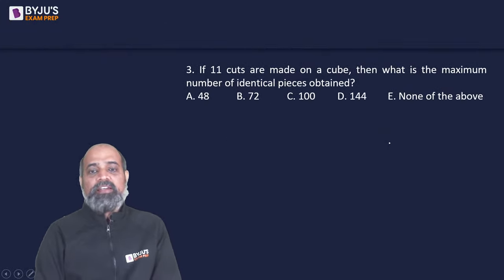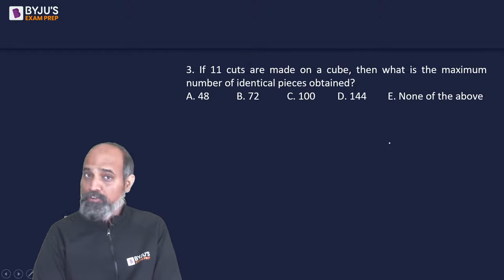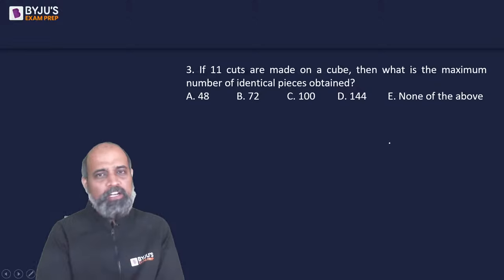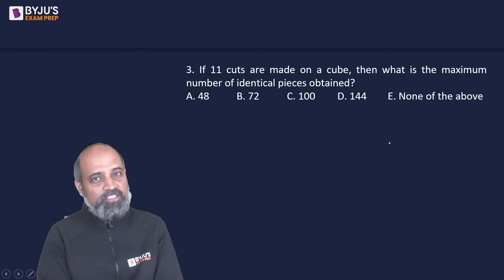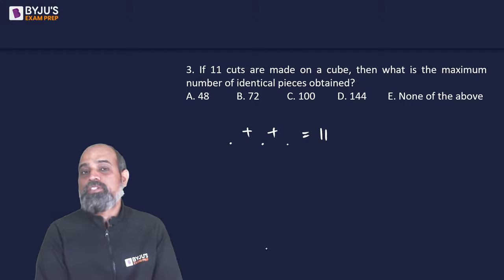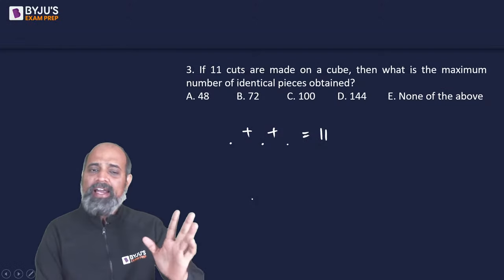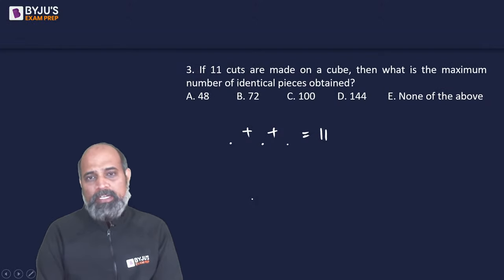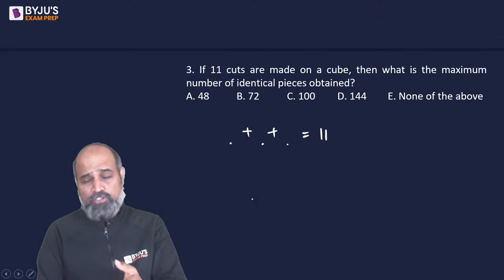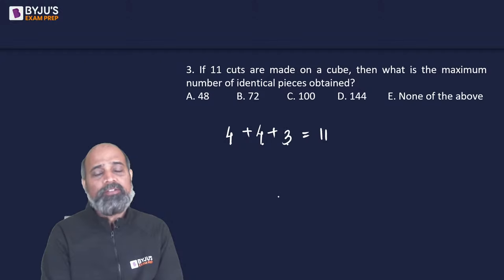Okay. Next, if 11 cuts are made on a cube, then what is the maximum number of identical pieces obtained? Going to use the same formula, left to right, right to left, depending upon what is asked and what is given. So 11 cuts would mean we need the sum of 3 numbers that is equal to 11 and they need to be closest to each other. If it were 12 instead of 11, I would have had 4, 4, 4. But since this is 11, not 12, we are going to have 4, 4 and 3.